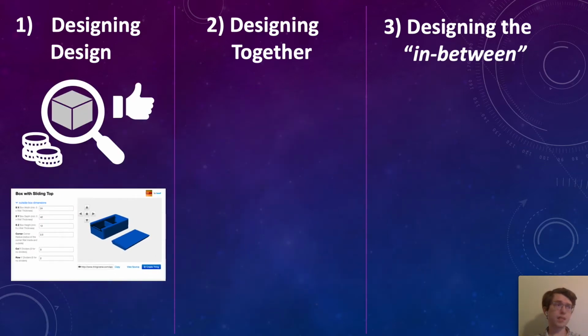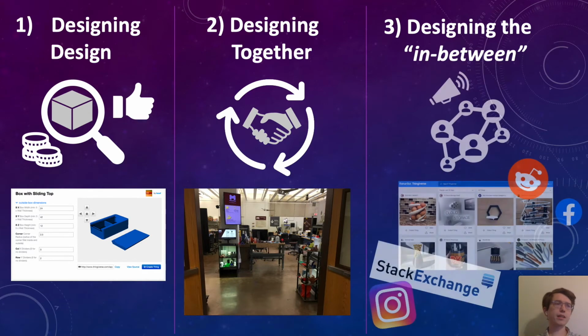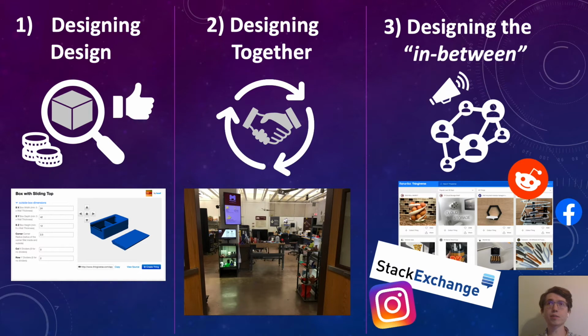Then designing together, which, instead of looking at how people get an initial foothold, looks at how people collaborate, which in 3D printing is often done in physical or virtual places such as makerspaces, fab labs, or online services. And lastly, designing the in-between, where users participate in larger communities, whether in person or online in different social media forums, such as the 3D printing website Thingiverse, where there are millions of designs people can upload and download for 3D printing for free.